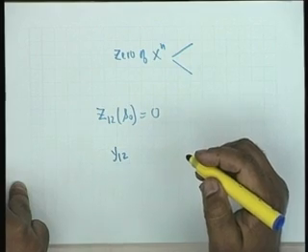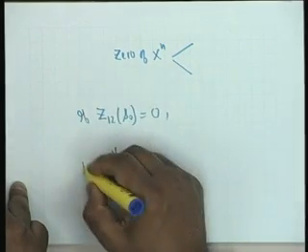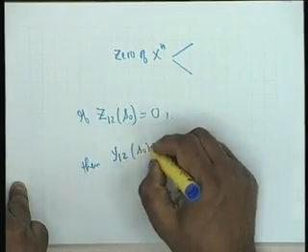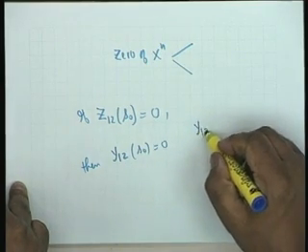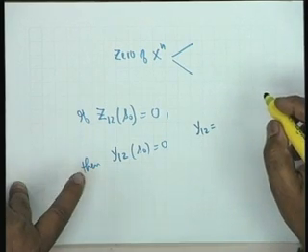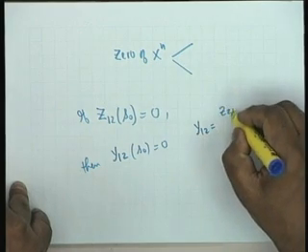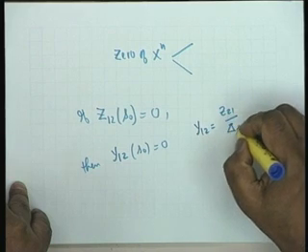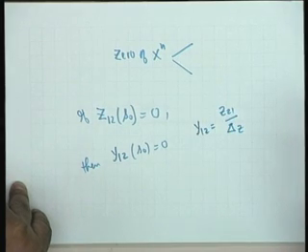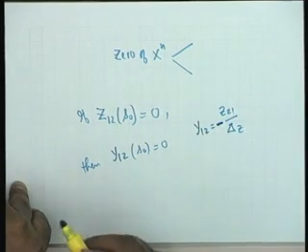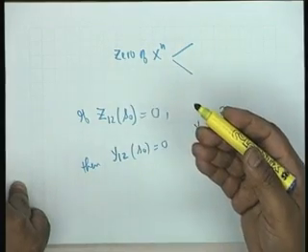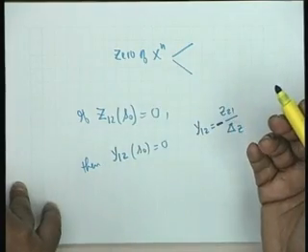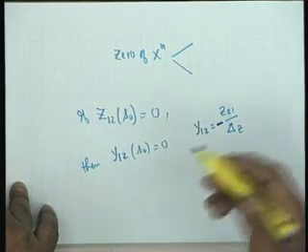Can you prove this? If this is true, then Y12 at s0 is also equal to 0. It follows very simply, because Y12 is equal to, what is the relationship? Minus Z21 by del Z. Yes. Don't forget the negative sign. So if Z21 is 0, obviously Y12 is also 0. In fact, if Z12 has a 0, all transfer functions in general have a 0.